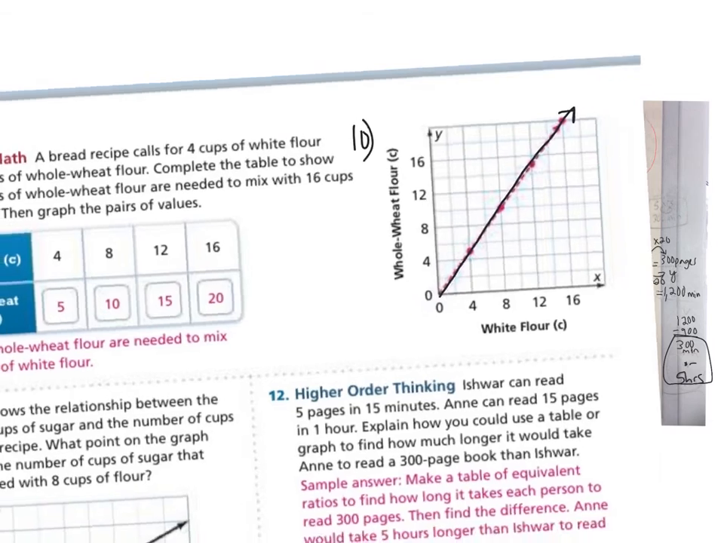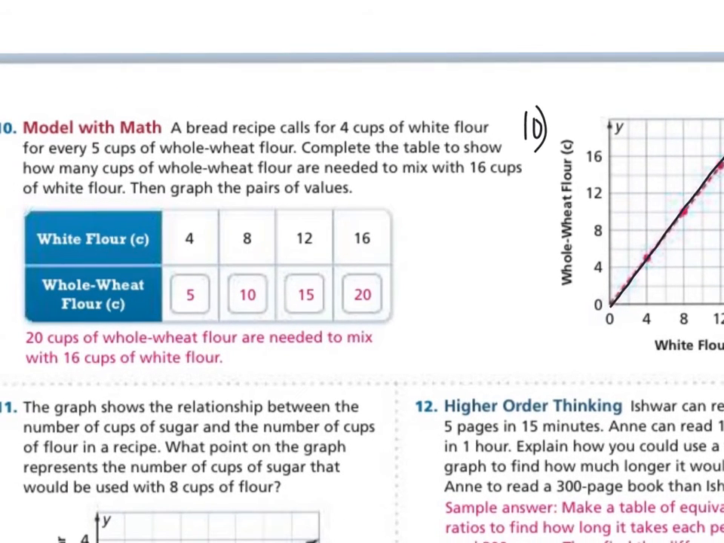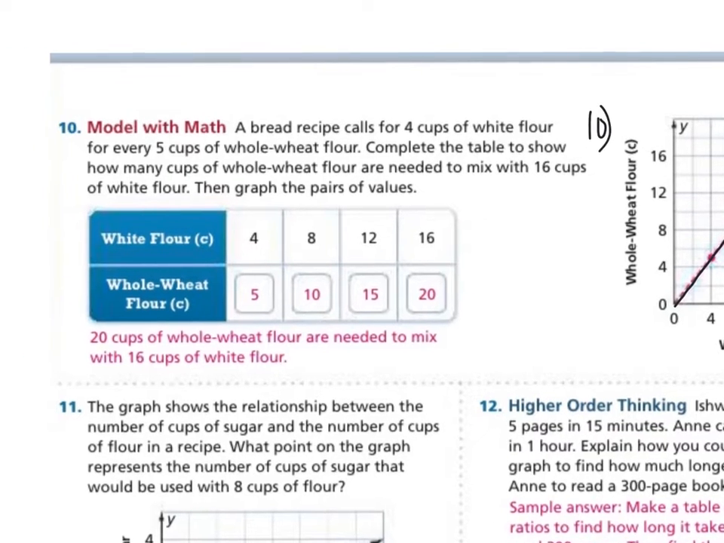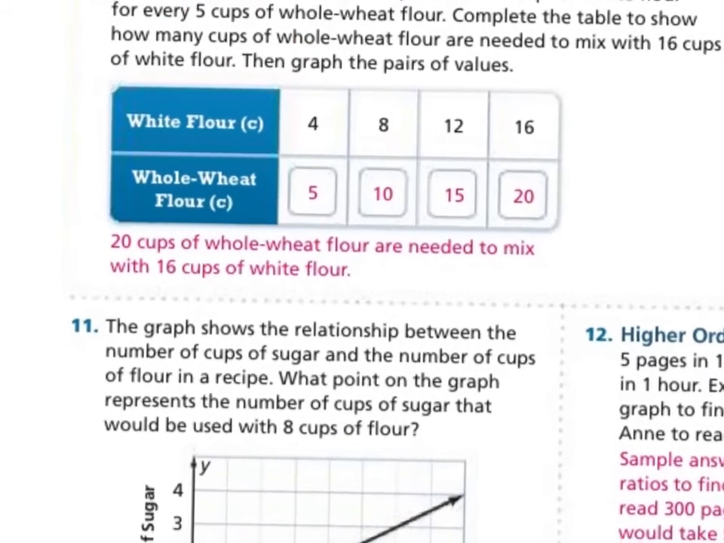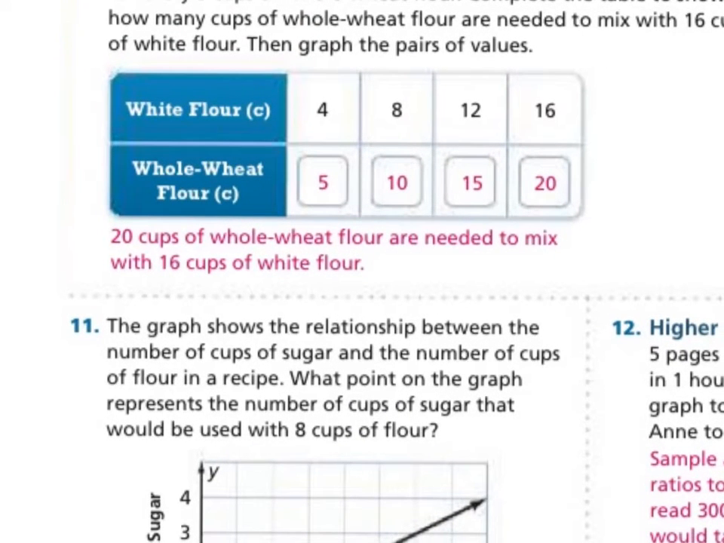And then the question is, how many cups of whole wheat flour do we need for mixing with 16 cups of white flour? So 16 cups of white flour would be right at the top of the graph here. They're going every other box, and they're going by 4s, so this would be at 20. 18 would be the box in between, and then 20 would be that top box. So we would need 20 cups of whole wheat flour mixed with 16 cups of white flour.